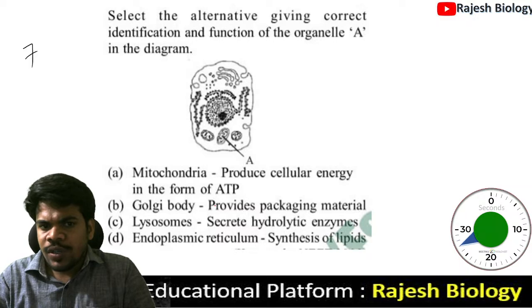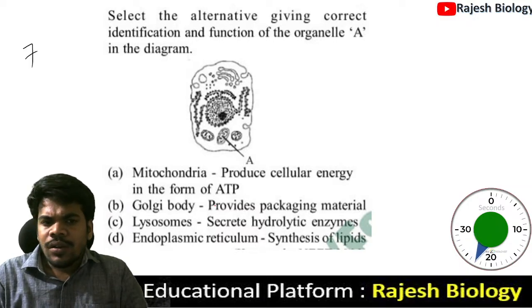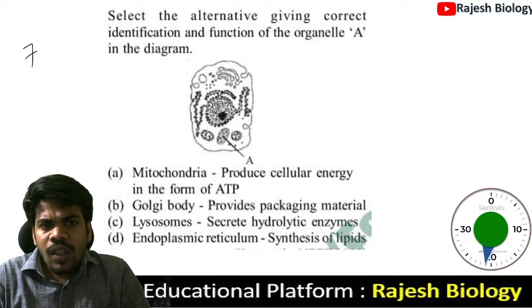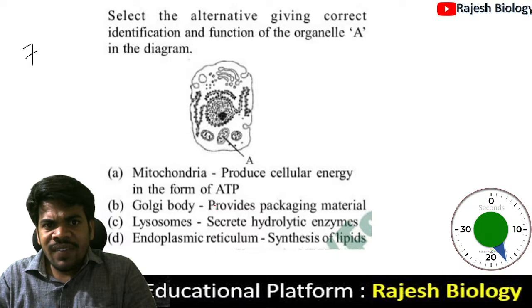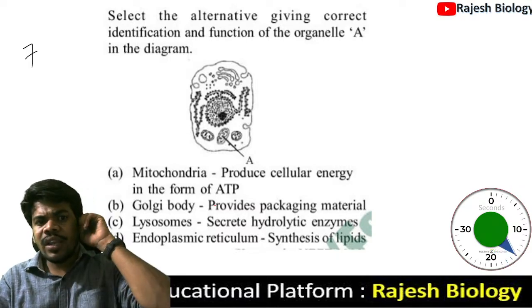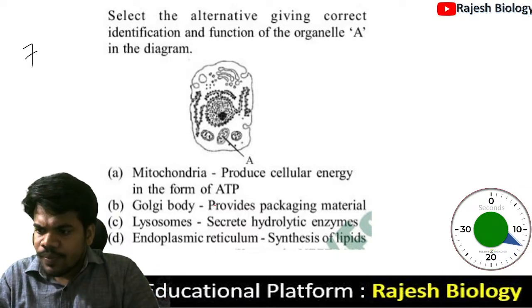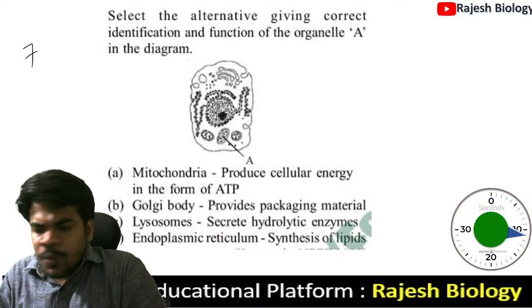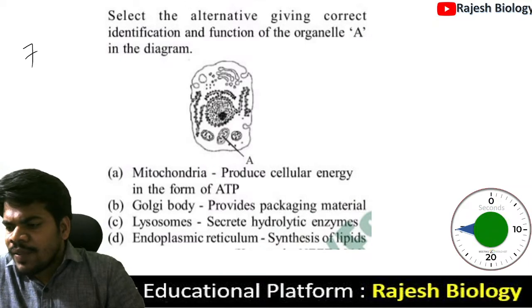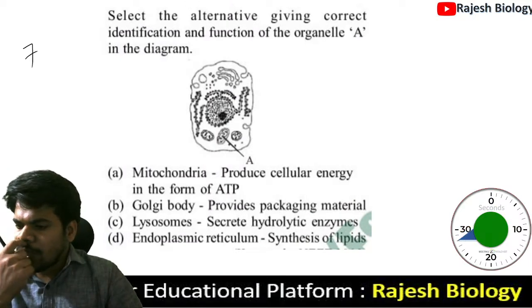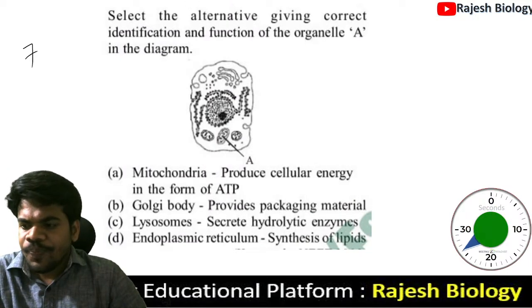Yes, seventh question. For this seventh question, select the alternative giving correct identification and function of the organelle A in the diagram. Chinnu says option C for the question what? For the sixth question or the seventh question, Chinnu? Try to mention the question number.